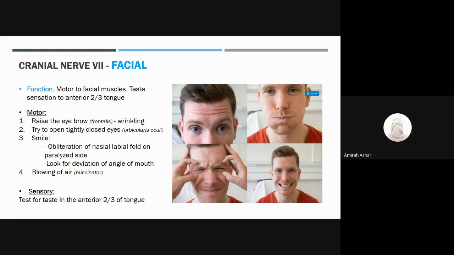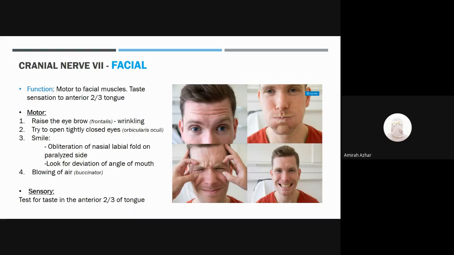Next, you ask the patient to close their eyes and shut tightly while you are trying to open them. So you are assessing orbicularis oculi. Then simply ask the patient to smile because you want to assess any facial nerve palsy. So you see any obliteration of the nasolabial fold and look for deviation of the angle of the mouth. And lastly, ask the patient to blow air, assessing the buccinator muscle.